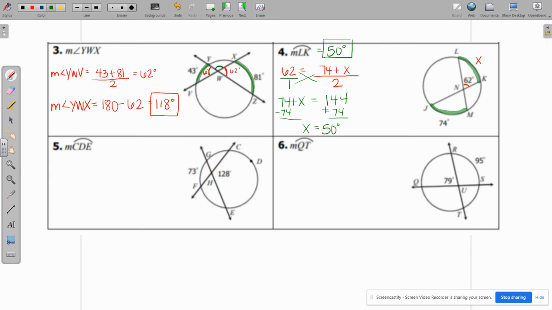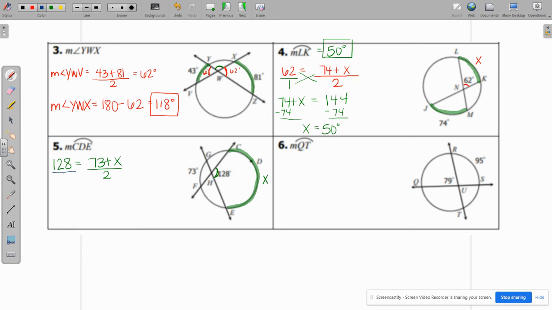Number 5, we're looking for the measure of arc CDE. So let's always highlight what it is that we're looking for. Arc CDE is that major arc there. I can see that angle CHE is 128 degrees, and then the arc over here is 73. So our equation would say that 128 should equal those two arc measures added together and divided by 2. I can call that arc x. So it would be 73 plus x divided by 2.